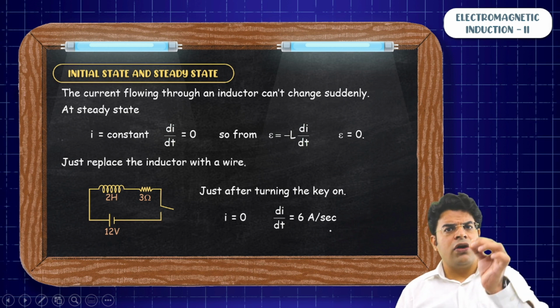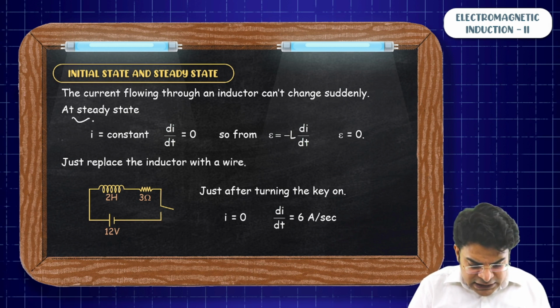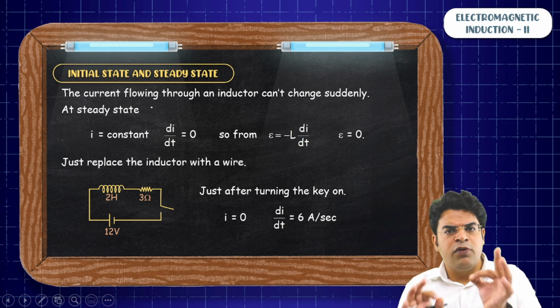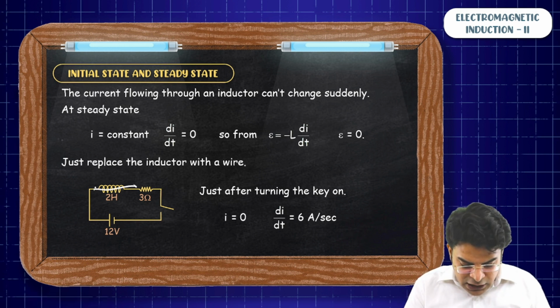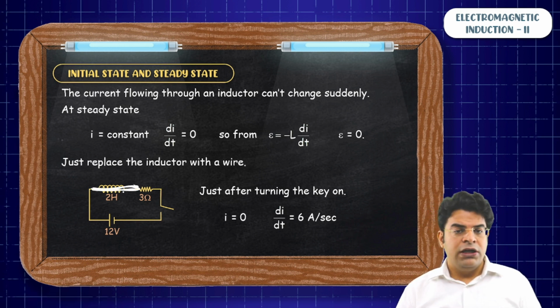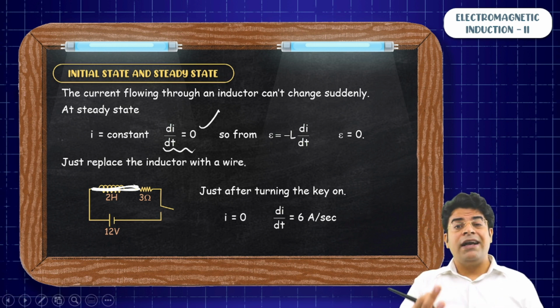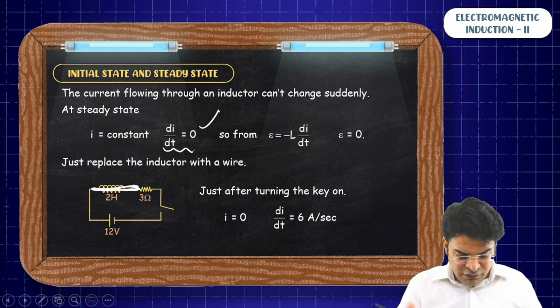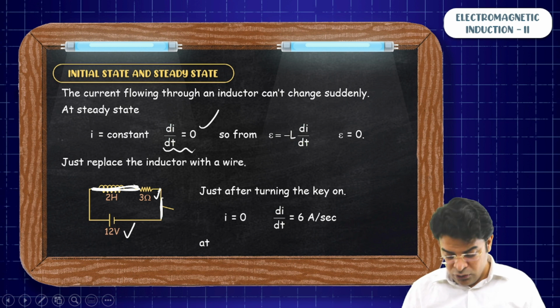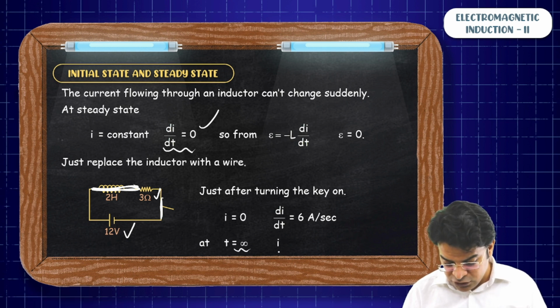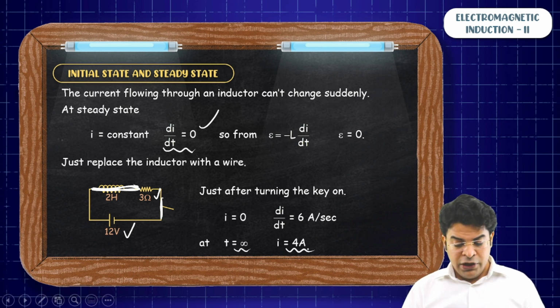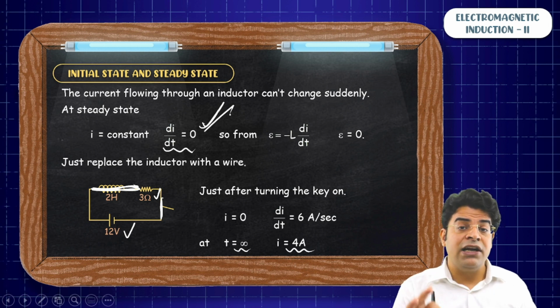So now let's talk about time equals infinity. At steady state, what will happen? Beta, just remember, for steady state, replace the inductor with a wire. At steady state, dI by dt has to be 0. What will be the current in the circuit? Replace the inductor with a wire and you will have a circuit with a battery of 12 volt and a resistance of 3 ohm. So the current in the circuit at time equals infinity will be 4 ampere, and the rate of change of current in this circuit will be 0.